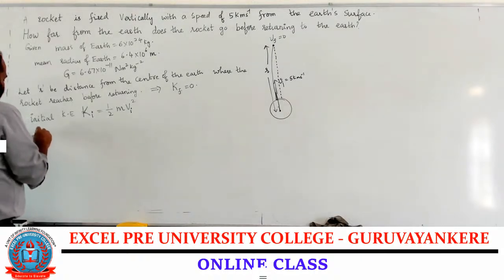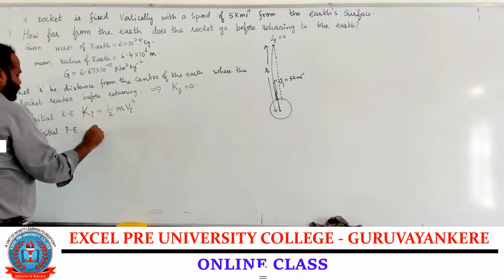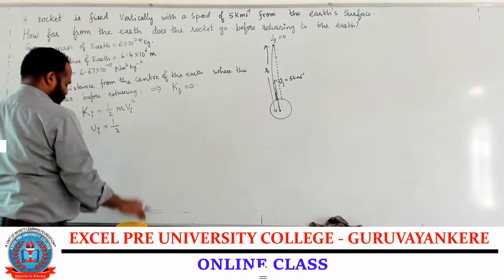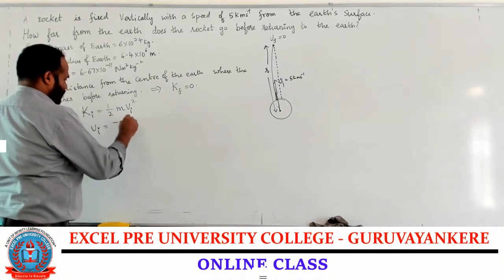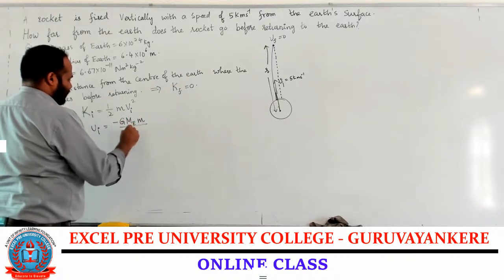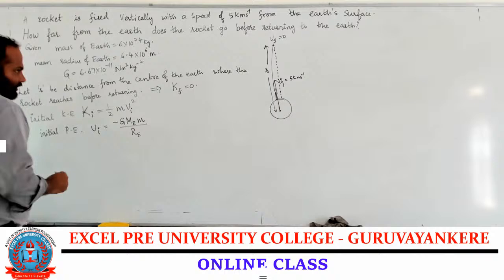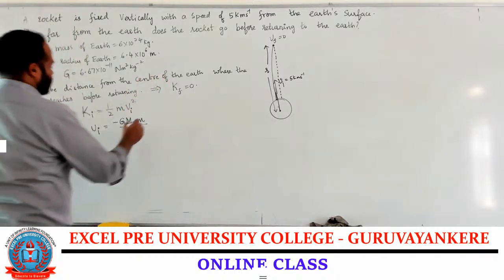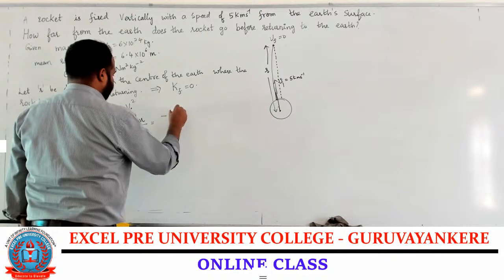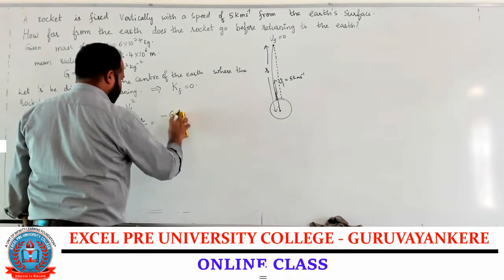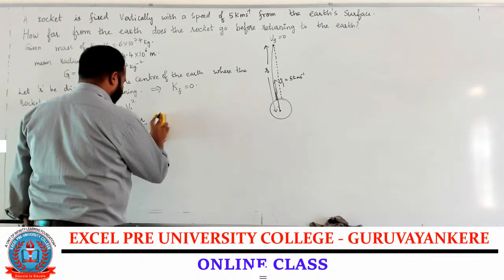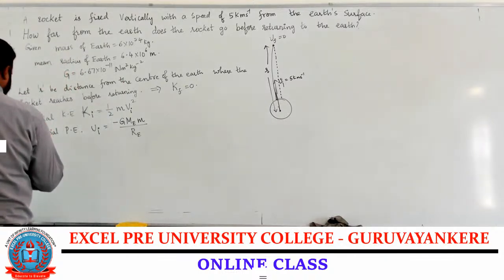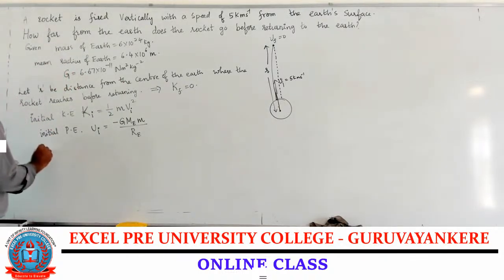So the initial potential energy Ui is minus GMem by Re, that is radius of the earth. From the surface it is 500, no? So it is minus GMe, mass of the earth is 6. The value we are going to substitute later. Okay. Then what about final potential energy?